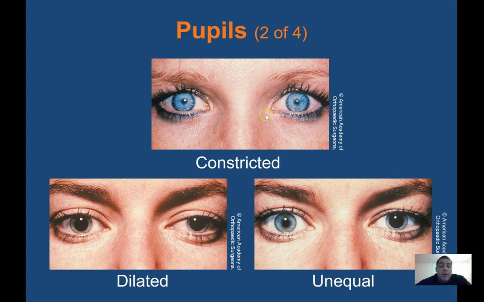So constricted, it's probably going to be under the influence of some type of drug, some type of narcotics. So if you believe someone's under the influence of some type of narcotics like heroin, you're going to check their pupils, and that's probably going to give you a good indication. If you think they might be under some amphetamines, their pupils are probably going to be dilated. And so this is unequal right here. This could be a sign of a head injury, a stroke, an aneurysm. So always checking the pupils. They say pupils are the window to the soul.